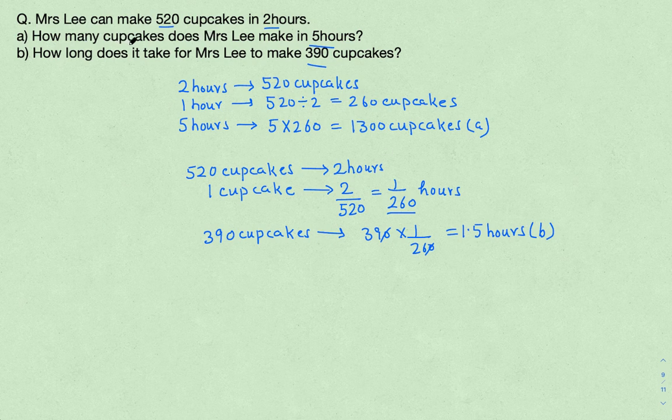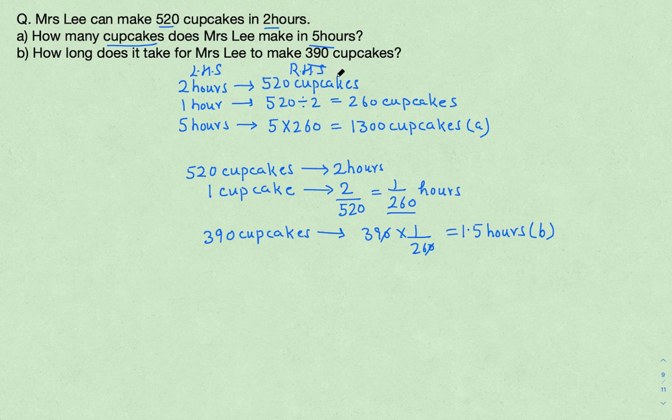Part A of the question is saying how many cupcakes. What is being asked here is the number of cupcakes. So put the thing which is asked in the question on the right hand side. Here in part A, the number of cupcakes has been asked, so put the number of cupcakes on the right hand side, and the other thing, which is time, on the left hand side. Means the thing which is being asked, put it on the right hand side, and the thing which is given, put it on the left hand side.